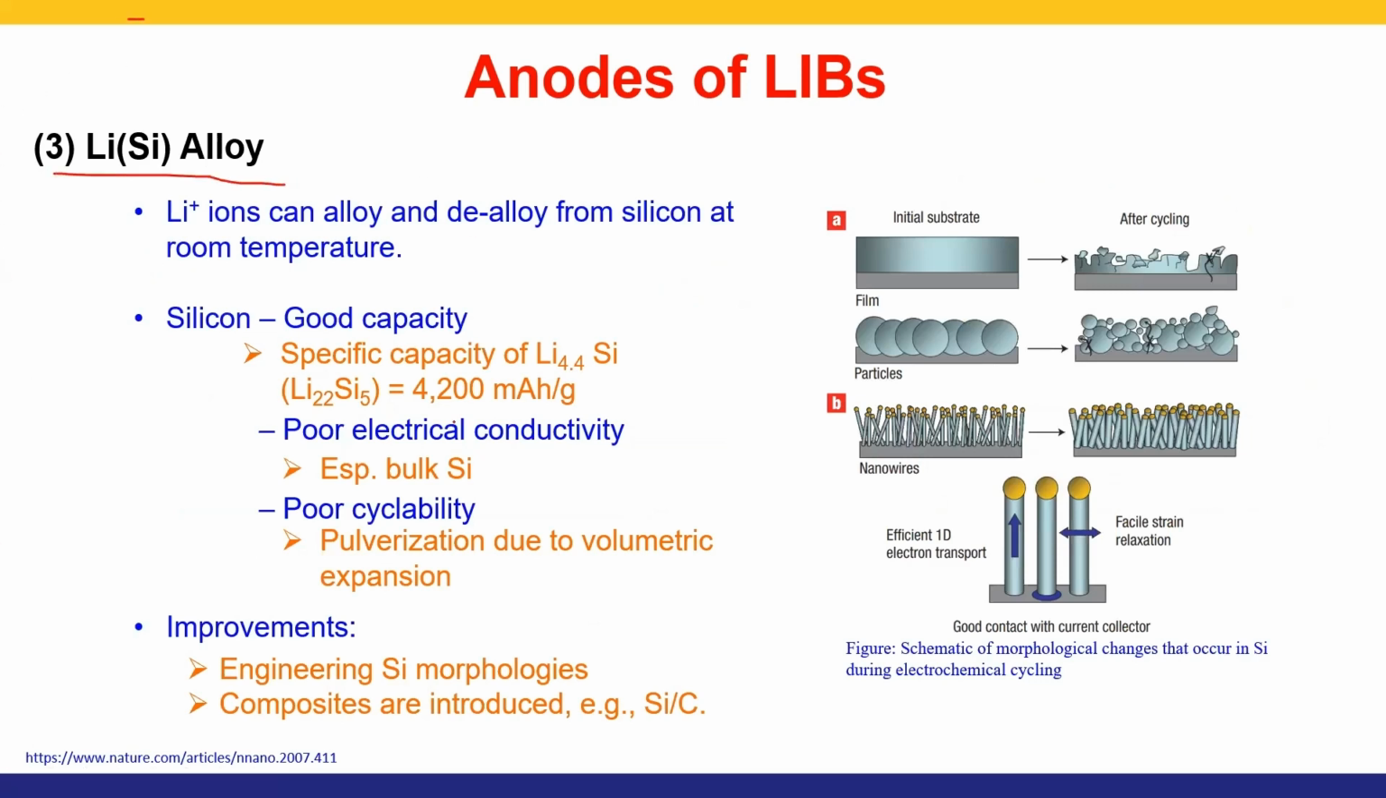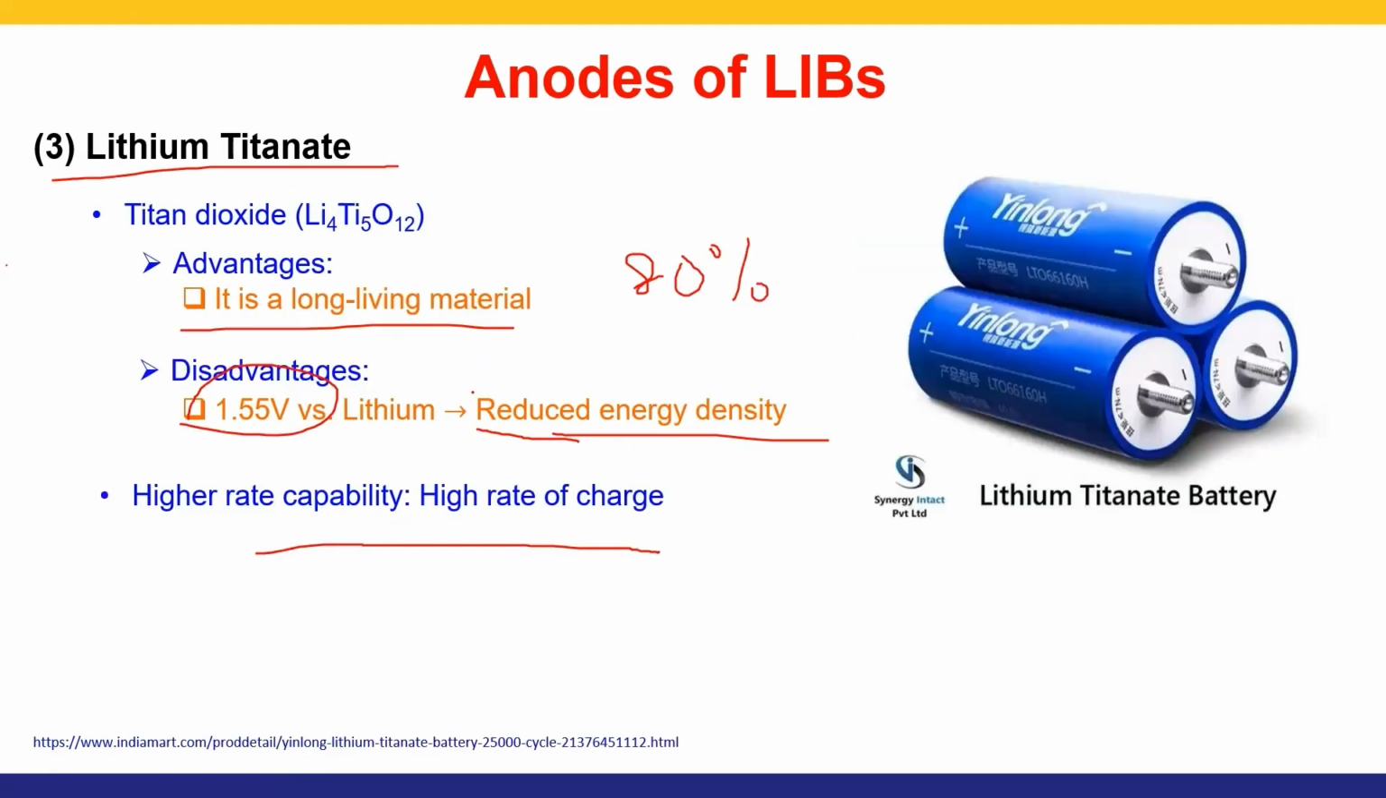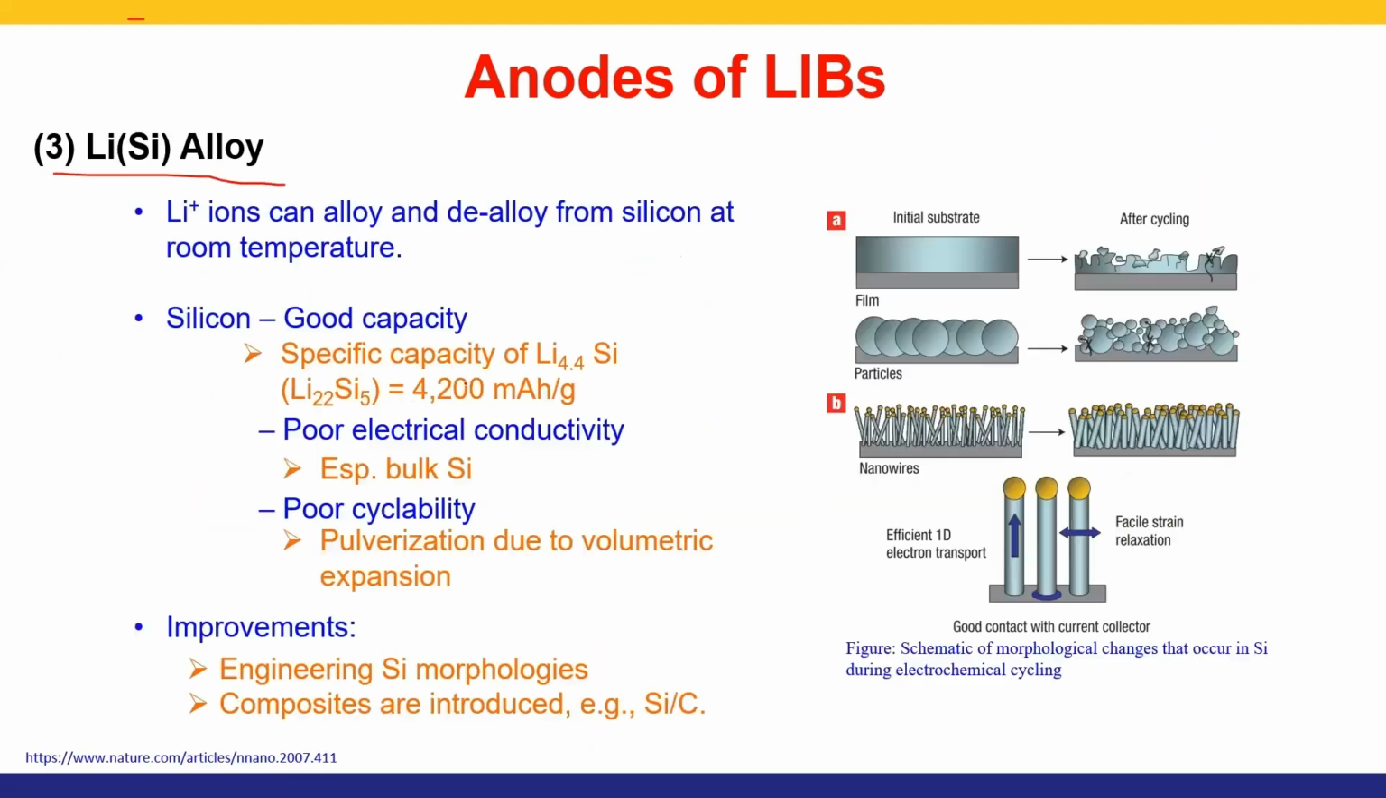If you recall the previous slide, the specific capacity of graphite is 372 milliamp hours per gram. Here, the capacity of silicon can reach 4,200. There are two main disadvantages of using silicon as the anode of lithium-ion battery. The first one is the poor electrical conductivity, which will cause significant IR drop. And the second disadvantage of using silicon as the anode is the poor structural stability upon cycling.